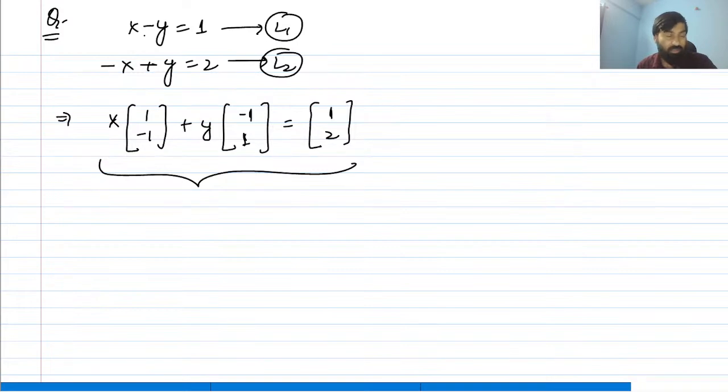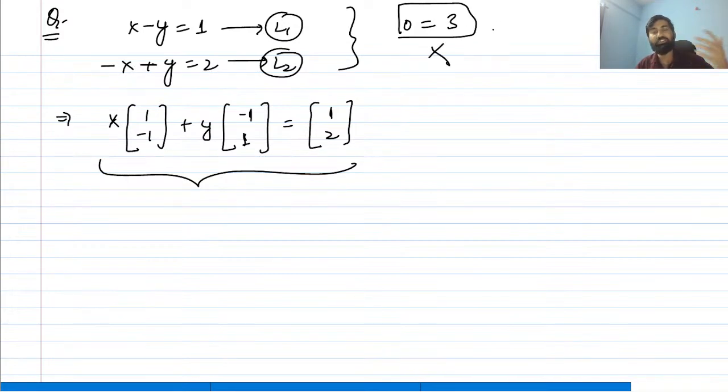See here, if you apply elimination, both variables, x and minus x, y and minus y, get cancelled. So we are not getting a value for the variables; we are getting 0 equal to something. And 0 equal to something is not possible. So what is the meaning of this? This is inconsistent.